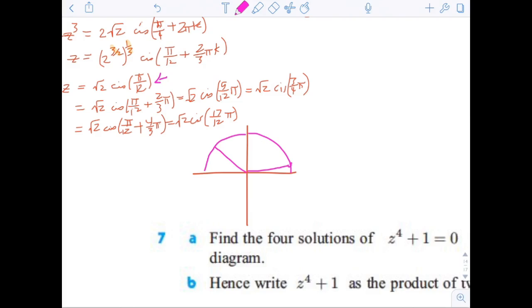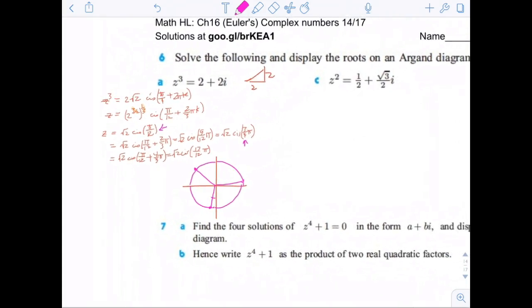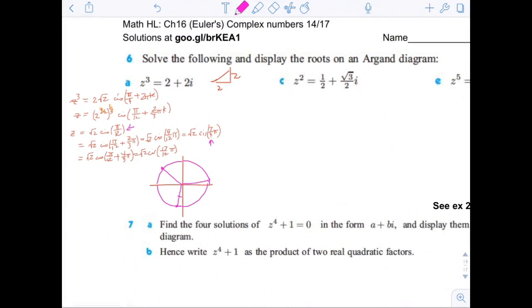The next one is going to be 45 degrees in this direction because it's 3/4 pi. And the last one is going to be 17/12 pi. 12/12 pi would be 180 degrees, then 5/12 pi would be 1/6 from there, right? So that looks about right. Okay. The radius of that circle is square root of 2. Okay. Let's do this one.